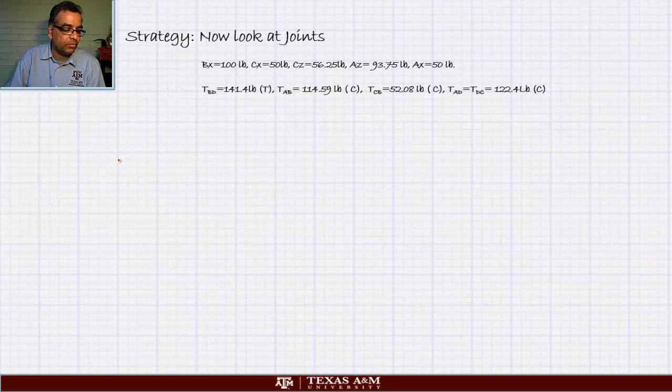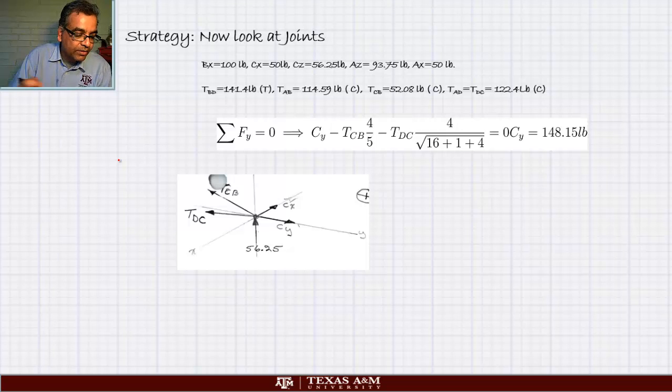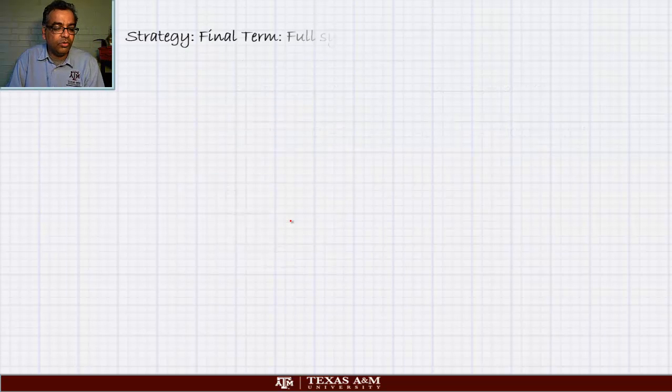Next one. There's the last joint. This is the joint C, and I'm going to sum all the forces in the y direction because I didn't know this. I can compute this from the C joint. All of these things are known already, and so it's a pretty easy thing to do.